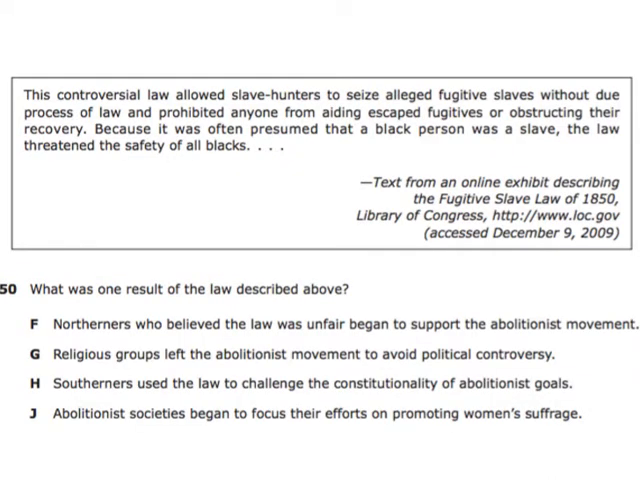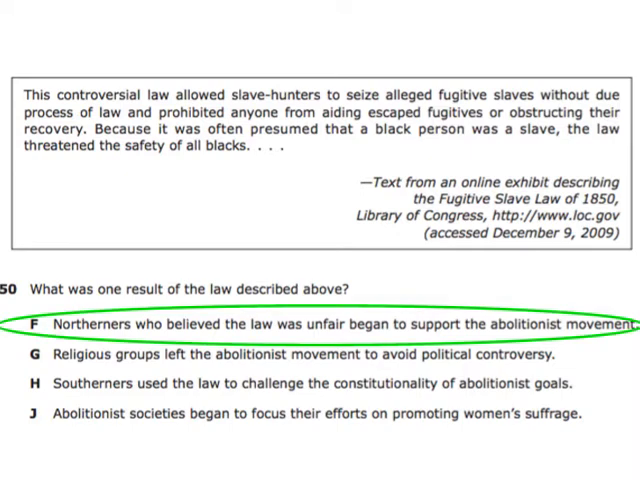This controversial law allowed slave hunters to seize alleged fugitives without due process of law and prohibited anyone from aiding escaped fugitives or obstructing their recovery. Because it was often presumed that a black person was a slave, the law threatened the safety of all blacks. What was one result of the law described above? Northerners who believed the law was unfair began to support the abolitionist movement.